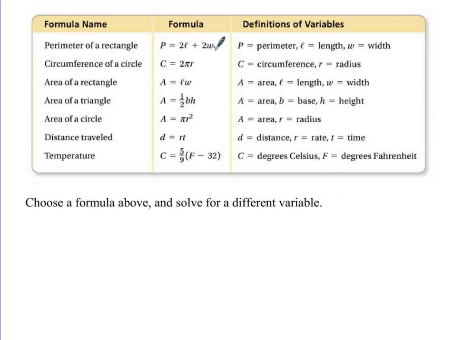Because there's 2 lengths and 2 widths in a rectangle, right? That's why it winds up being 2L and 2W. So they're telling you what these letters mean off to the side here.